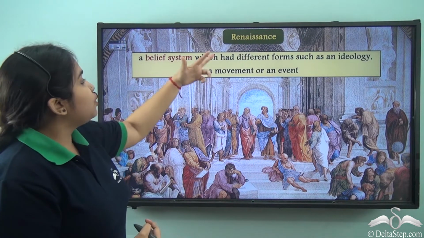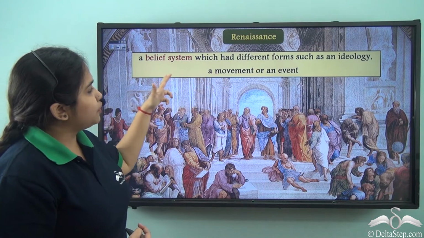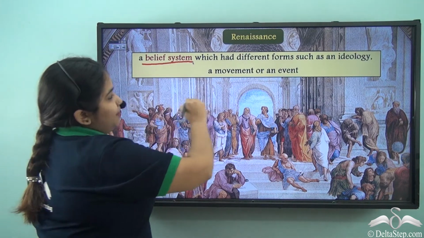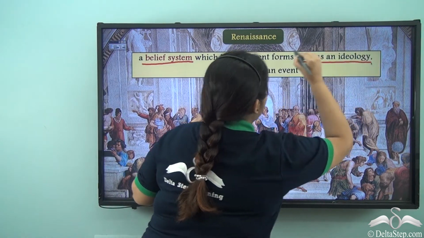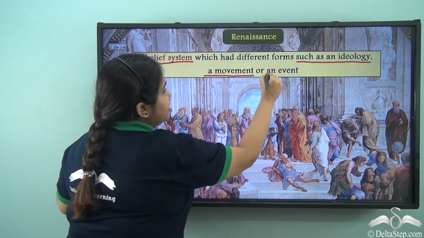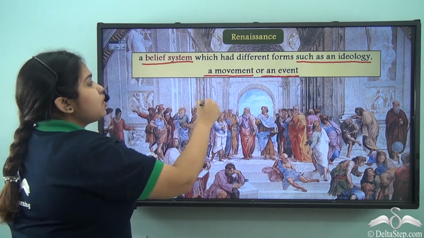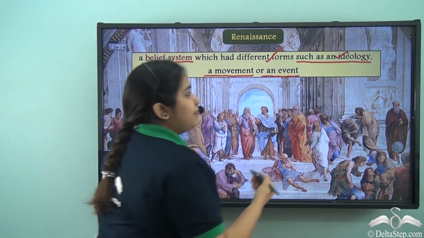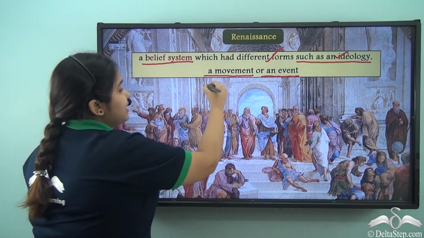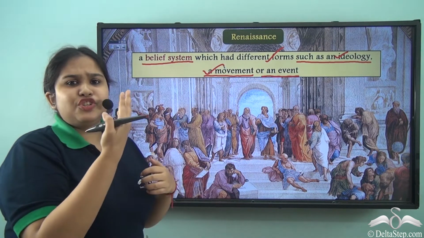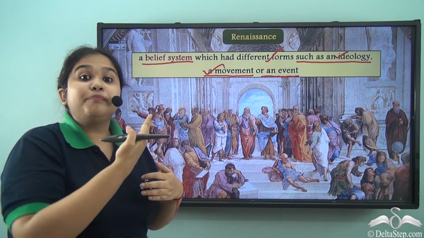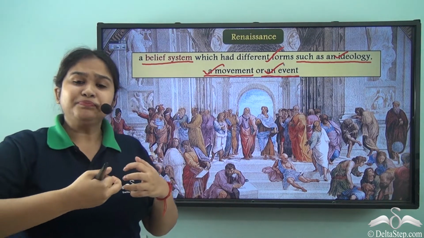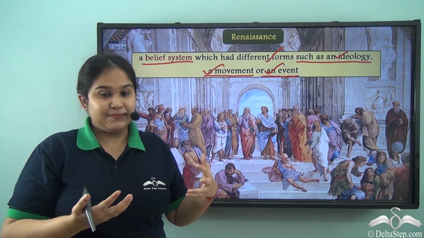So if we try to look at the underlying factor here, we see that it is a belief system which includes ideology, a movement, or an event. So Renaissance therefore can be in any form, right? It can be an ideology, it can be the thoughts, it can be the ideas, it can be a movement in the change, the way the pattern of painting was changing, or it could be an event. For example, the invention of printing press, right?